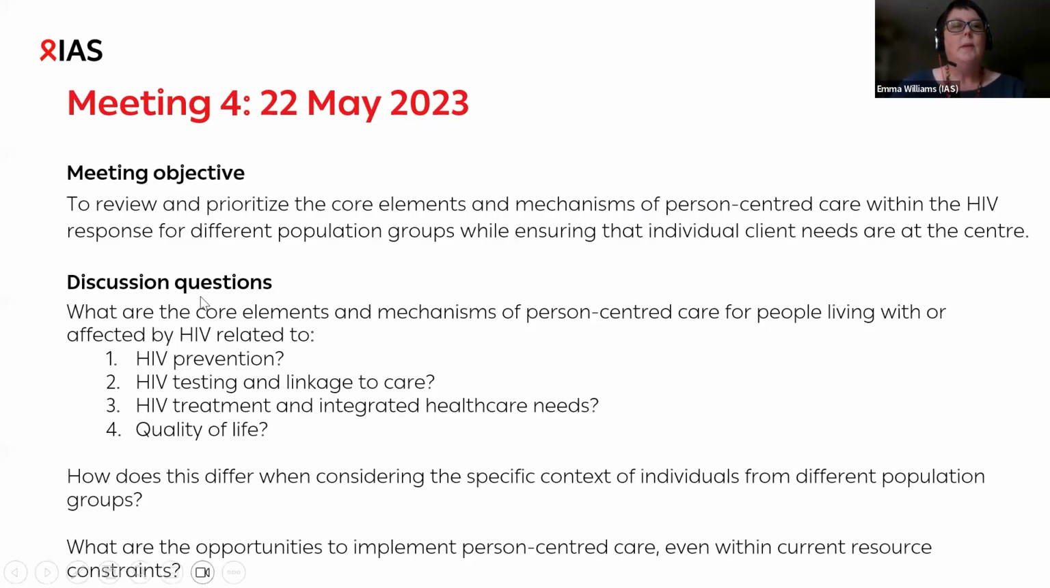And so with that discussion question, we're going to divide the breakout groups into the 4 95s: HIV prevention, HIV testing and linkage to care, HIV treatment and integrated healthcare needs, and then quality of life. We want you to reflect on what you think the core elements and mechanisms are, how that might differ for a specific context, and then what the opportunities are to implement that even within current resource constraints.